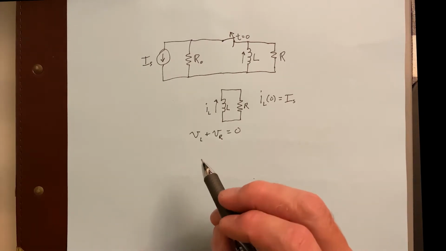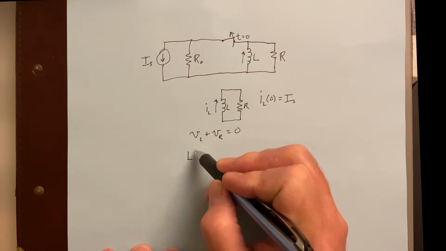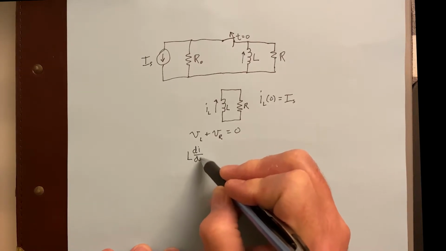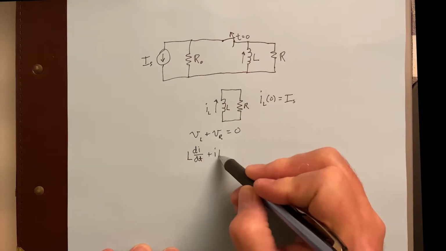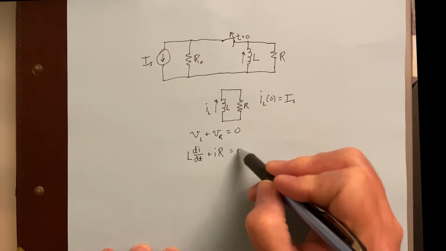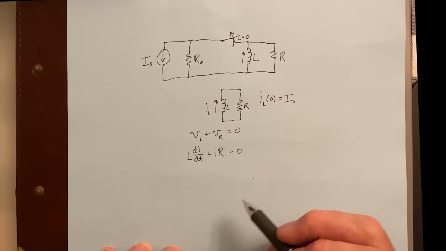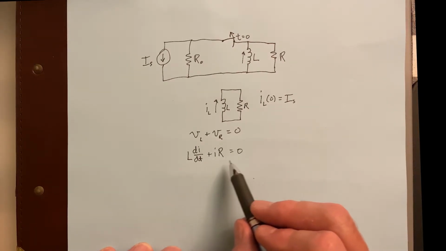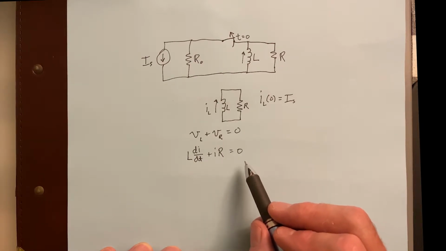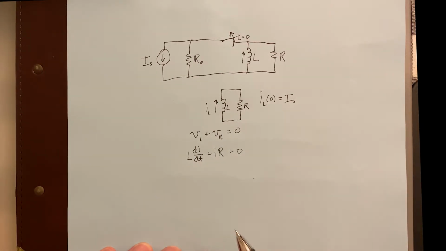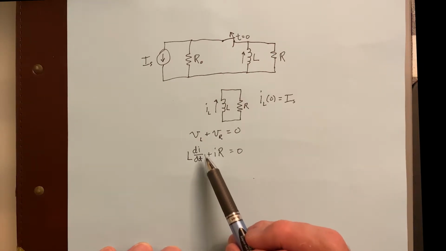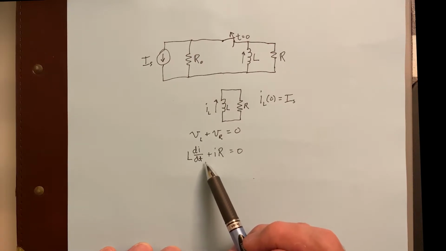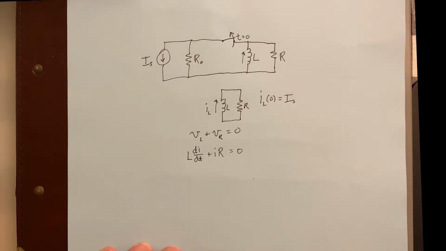Okay, well, what's the voltage across the inductor? The voltage across the inductor is L di/dt. Plus, what's the voltage across the resistor? That's just I times R, and that has to equal 0. This right here is the first order differential equation. That's the equation of state for this circuit. And you notice we've only got one variable here, it's I, and we should be able to find I as a function of time.